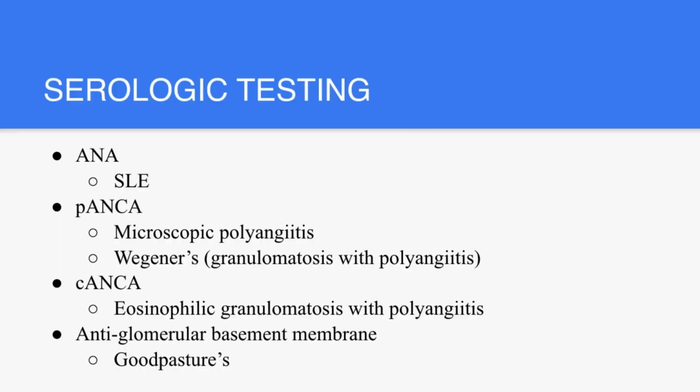What investigations should we do? Antinuclear factor antibody: almost it rules out SLE if it's negative. The P-ANCA, as we have mentioned, is highly positive in microscopic polyangiitis and Wegener's. The C-ANCA, usually also in Wegener's. Antiglomerular basement membrane antibodies in Goodpasture syndrome.